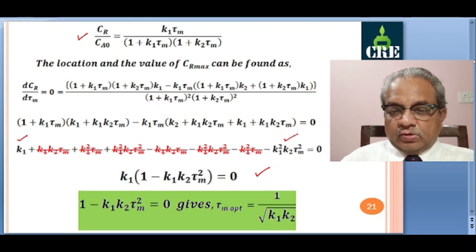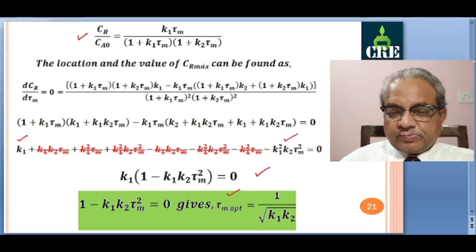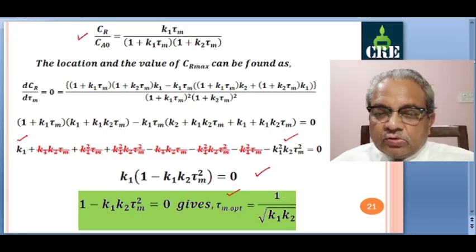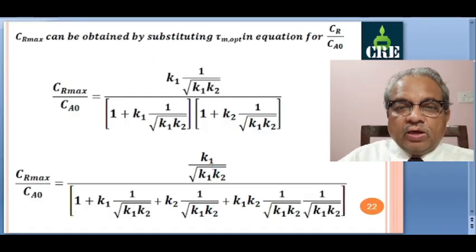Okay. So this tau m is our optimum time, or you can say the time which will give you Cr max. This we have written as t max in the batch reactor. So all the expressions we have derived.